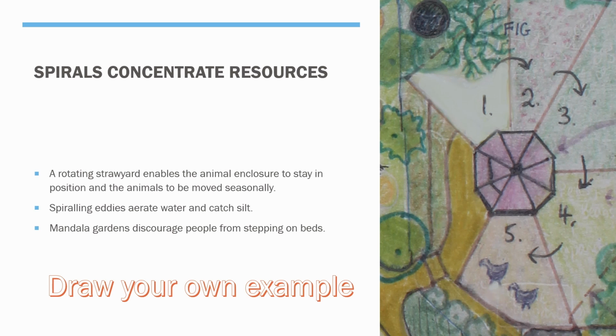A rotating straw yard enables us to concentrate the resources, the chickens or the animals, in a central area and then have radiating yards off that area. You can also use eddies to aerate water in a filtration system. Another very clever use of the spiral is a rocket stove, where it concentrates the heat into a central area.